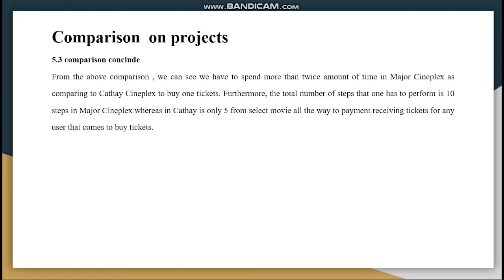So the comparison concludes from the above: we have to spend more than twice the amount of time in Major Cineplex compared to Cathay Cineplex to buy one ticket. Furthermore, the total number of steps that one has to perform is 10 steps in Major Cineplex, whereas in Cathay it's only 5, from select movie all the way to payment and receiving the ticket, for any user that comes to buy a ticket.